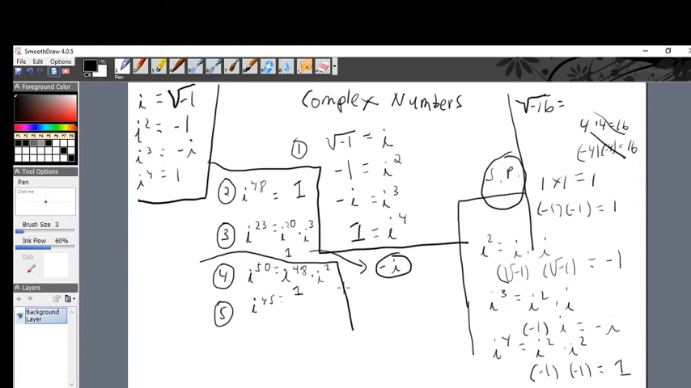1 times i squared is equal to how much? How much is 1 times i squared? It's i squared. How much is i squared? Look it up on our table of 4. It's negative 1. And therefore you have the answer to problem number 4.